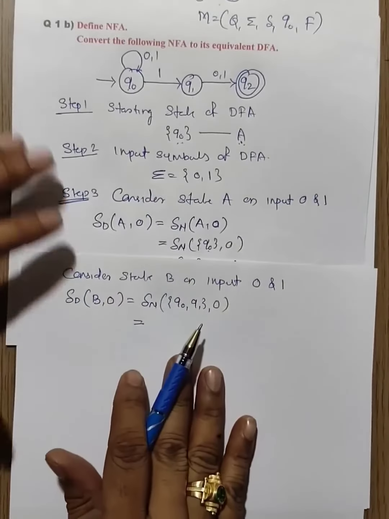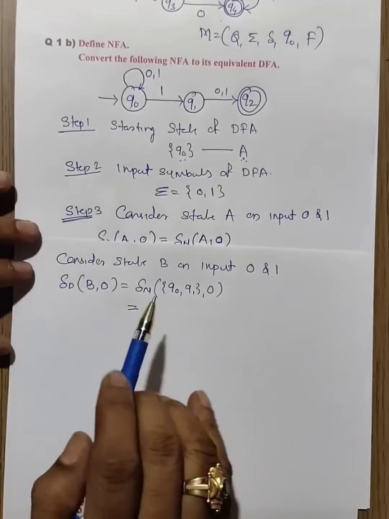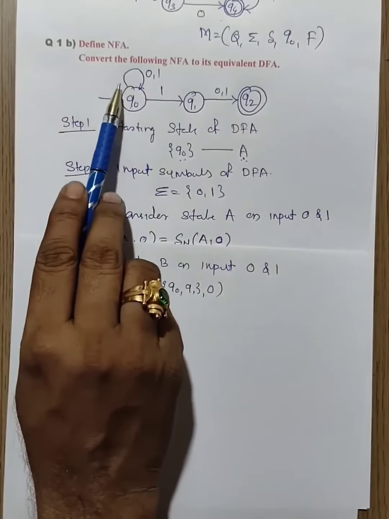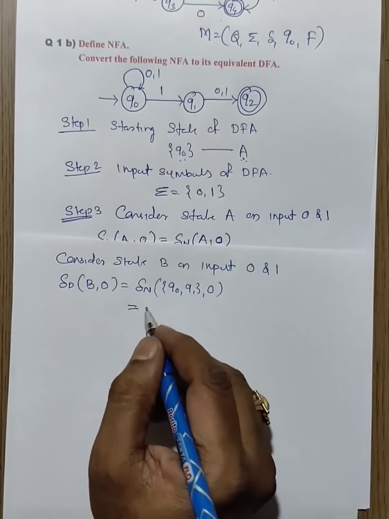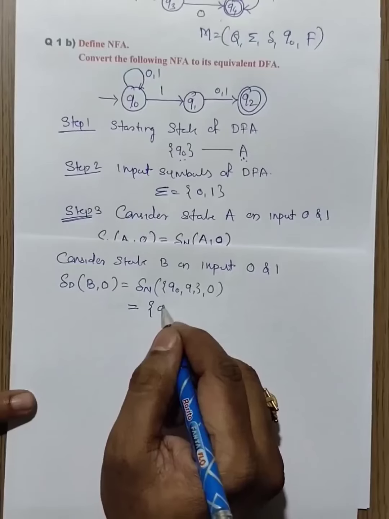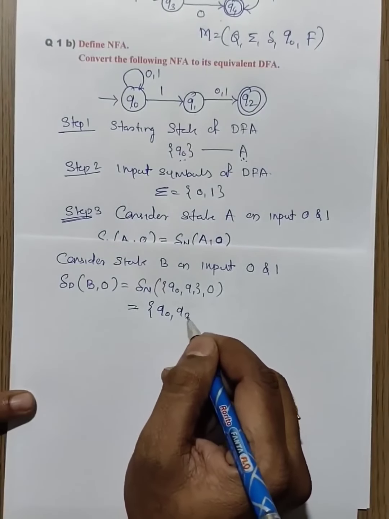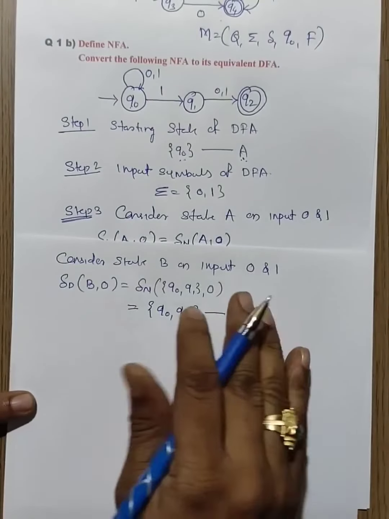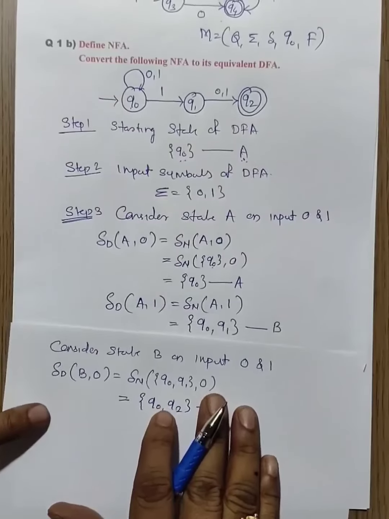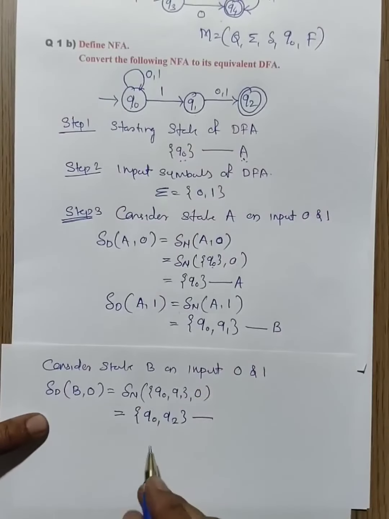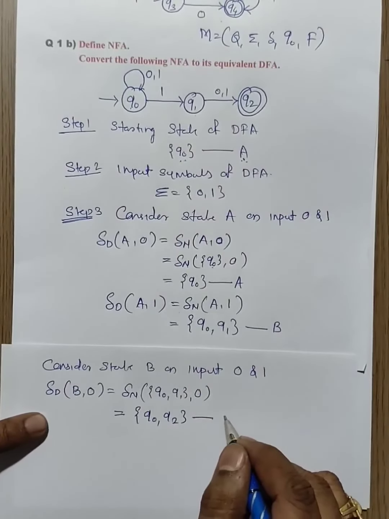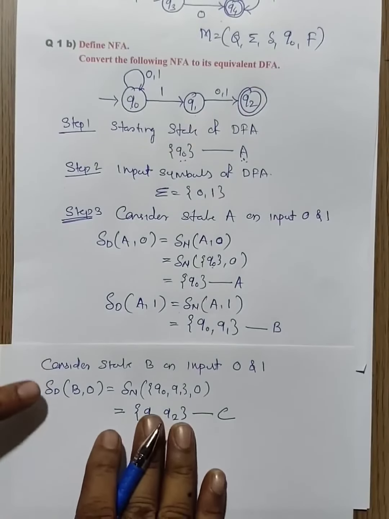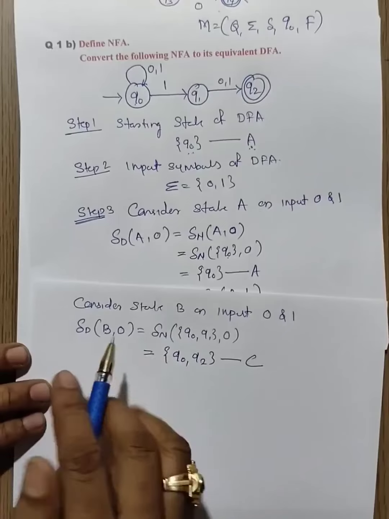Q0 on 0 gives Q0. Q1 on 0 gives Q2. Q0, Q1, Q2 is a new state. For this we assign B, and this is Q0, Q0, Q2. Means this is a new state. For this assign C. This is on 0.